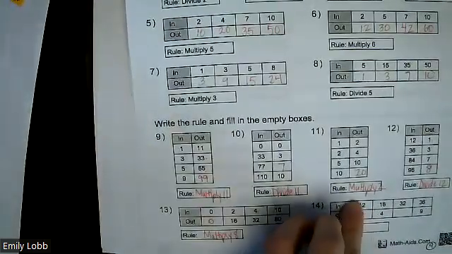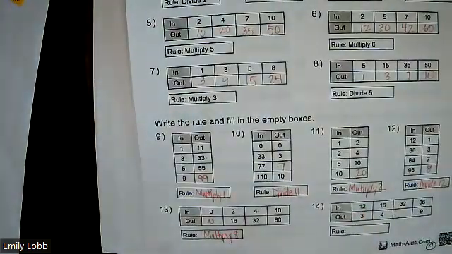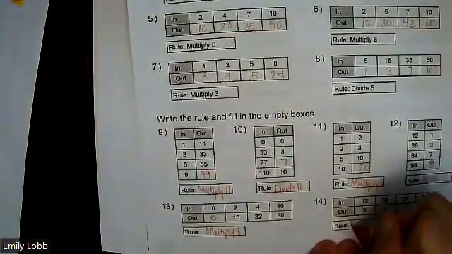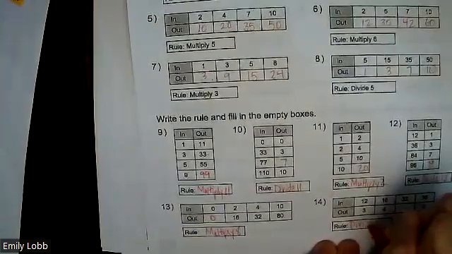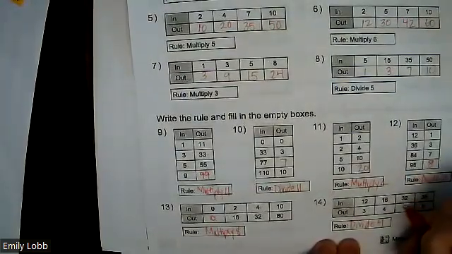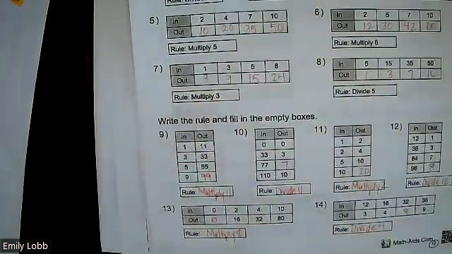Here we're getting smaller. So 12 divided by 4 is 3. 16 divided by 4 is 4. We're going to divide by 4. So 32 divided by 4 is 8. And 36 divided by 4 is 9.